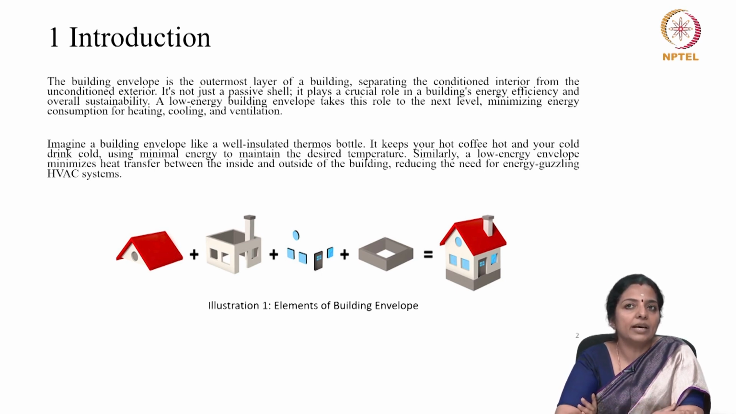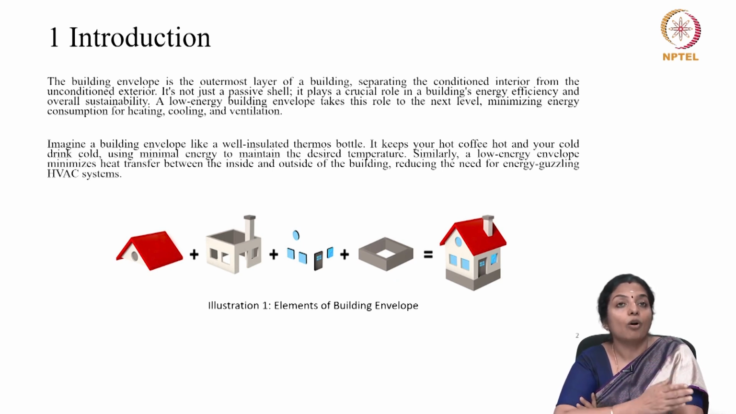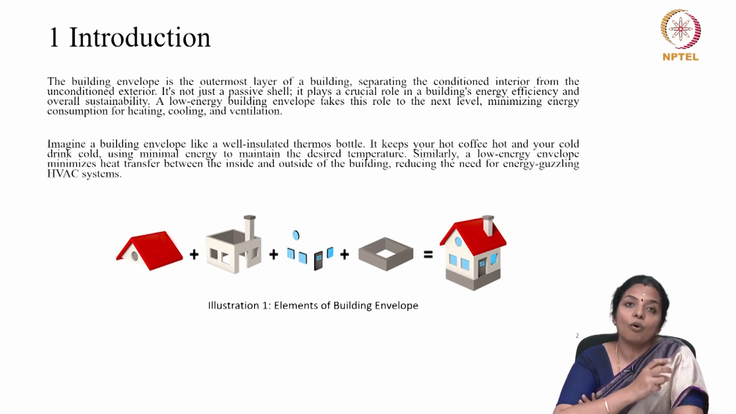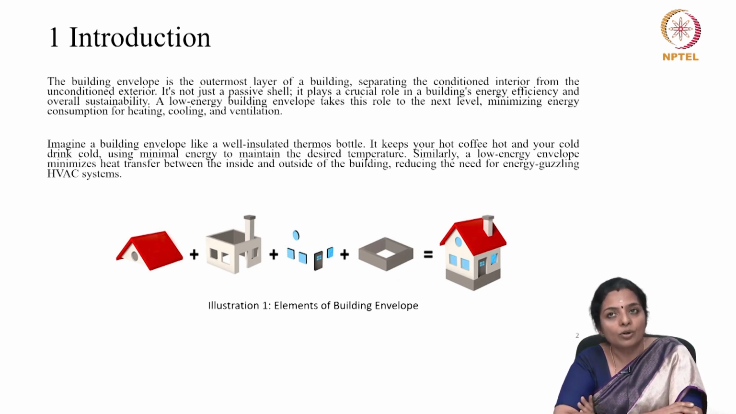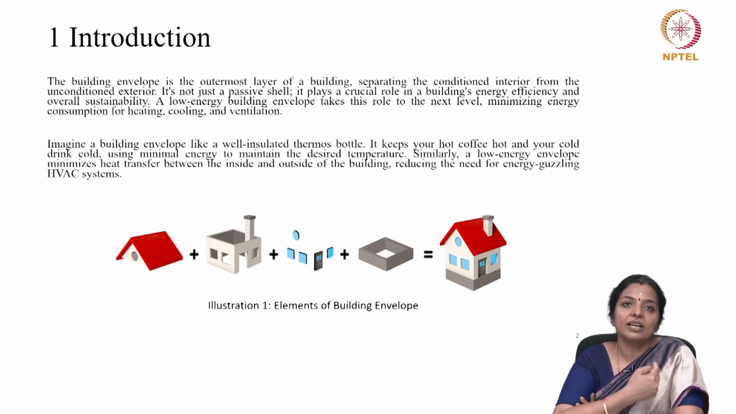So, a low energy building envelope takes the role of reducing operational energy to the next level by minimizing energy consumption for heating, ventilation, and probably cooling, whichever is pertinent. So, you imagine a building envelope which is very well insulated, but you also imagine an envelope which is not only insulated, but it also doubles up to allow control of ingress of solar radiation and daylighting in a building. And that is what we will be looking at in the next 3 weeks.